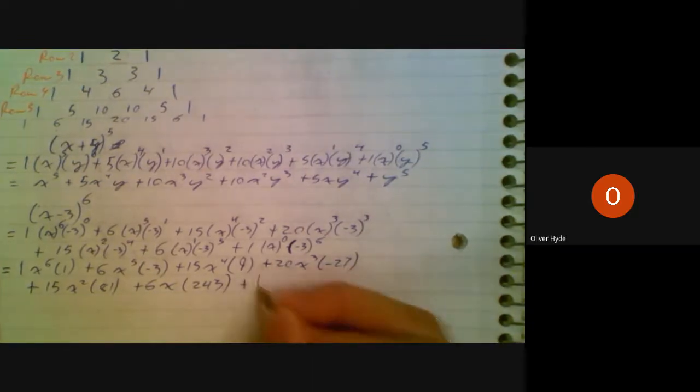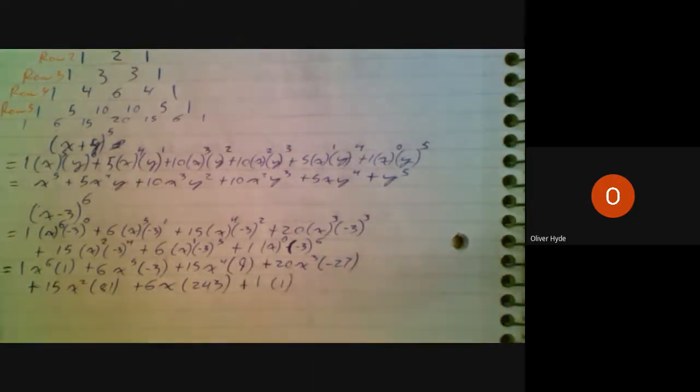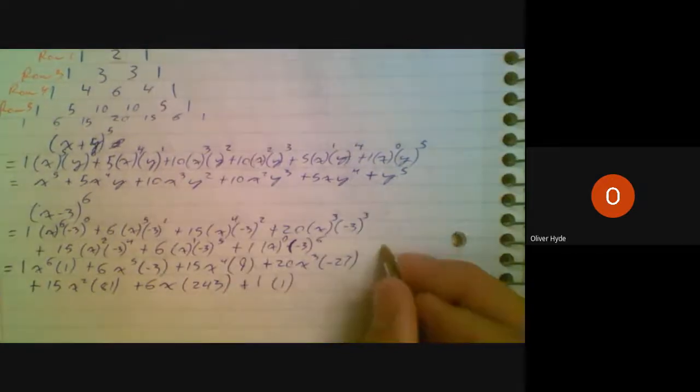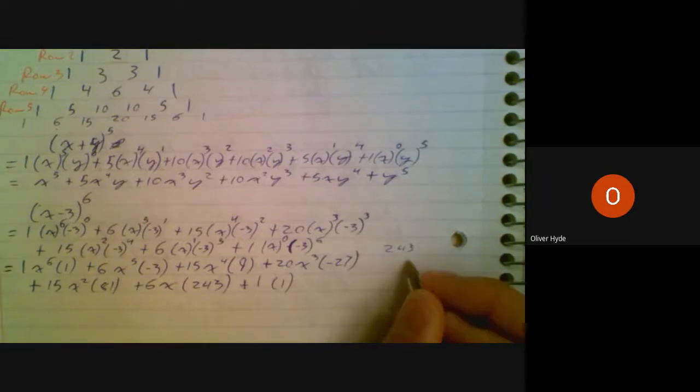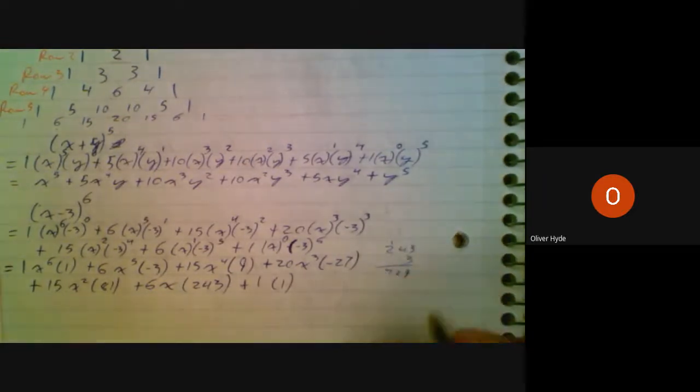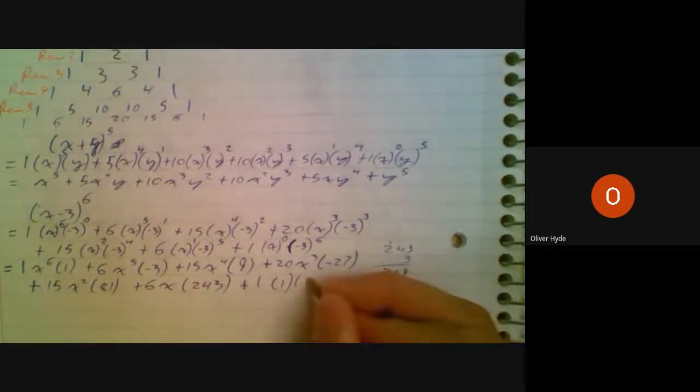Plus 1, x to the exponent 0 is going to be 1. And then negative 3 to the exponent 6, well, let's see what we can do by hand. 243 multiplied by 3, 729, of course.